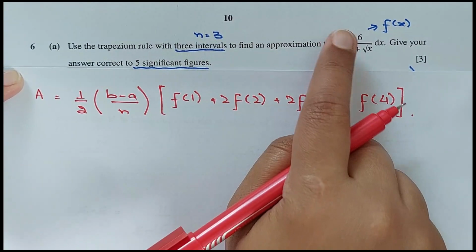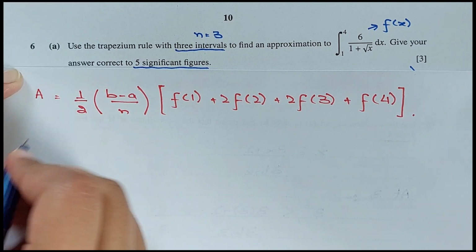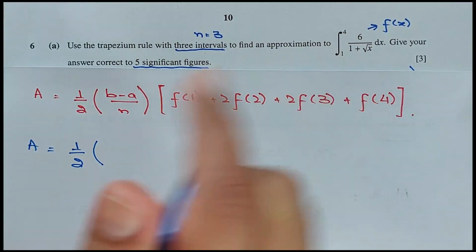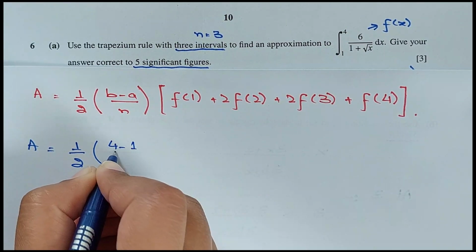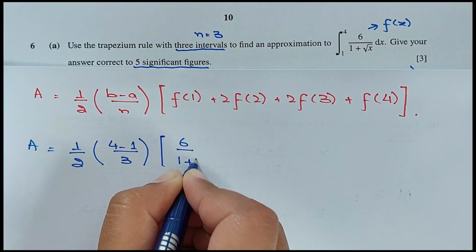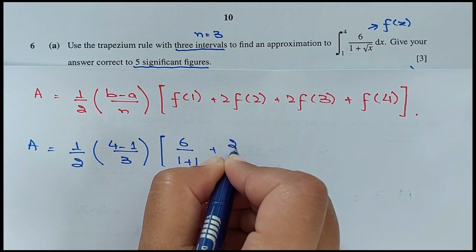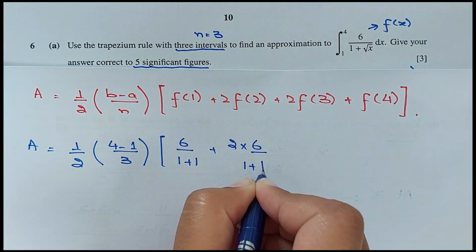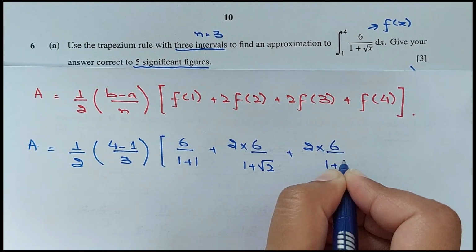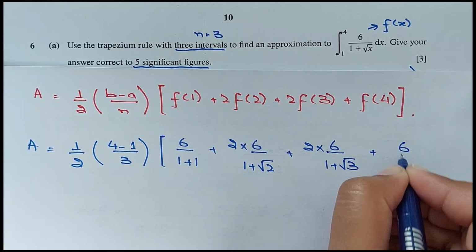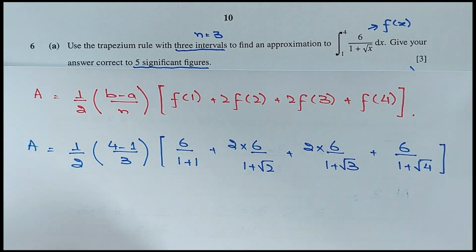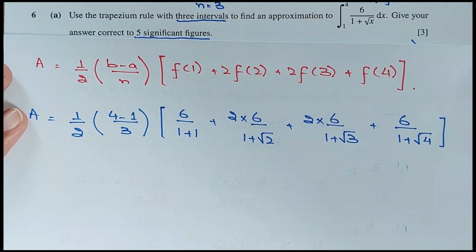Okay, so a is 1 and b is 4. So I can say 1 by 2, upper limit is b and lower limit is a, right? 4 minus 1, and the n value we have been given, which is 3, into f of 1, 6 over 1 plus 1, because square root of 1 is 1, plus 2 times 6 over 1 plus square root of 2, plus 2 times 6 over 1 plus square root of 3, plus 6 over 1 plus square root of 4. Square root of 4 is 2. Yes. Okay, so 4 minus 1 makes 3, and 3 over 3 is just 1.